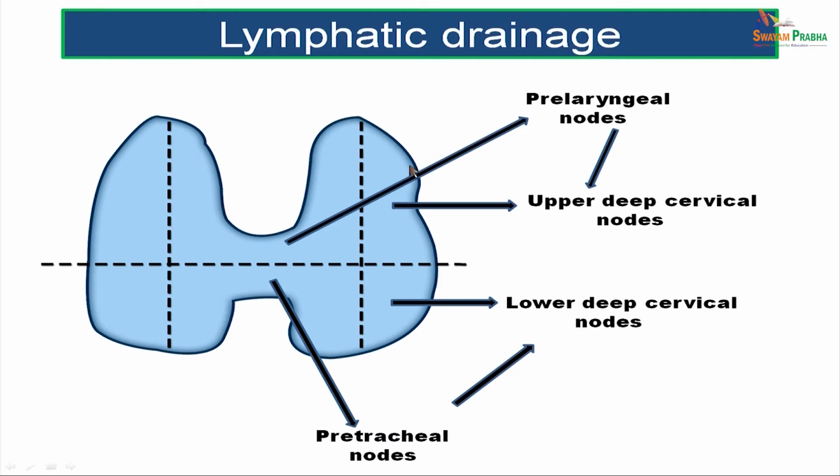This is the upper medial area going into prelaryngeal. Prelaryngeal will again drain into upper deep cervical. This is the upper lateral area draining directly into upper deep cervical. This is the lower medial area going to pretracheal, which is going to end in lower deep cervical. This is the lower lateral area directly into lower deep cervical, and also lymph nodes along the recurrent laryngeal nerve.